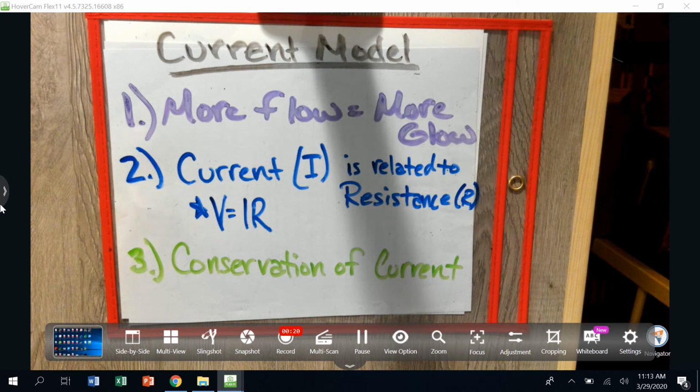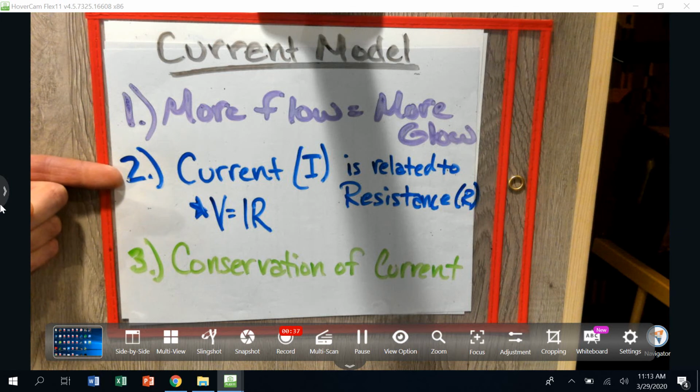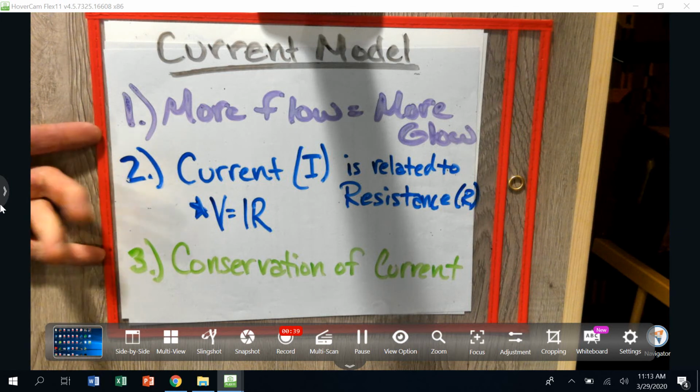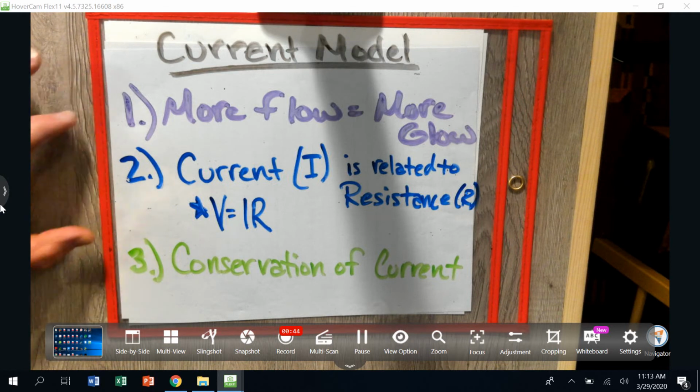So we had this current model, and we were talking about circuits, electricity, and we were first just looking at how the current flows around a circuit. And we saw the more flow, more glow in terms of light bulbs and ranking light bulbs. We'll take a quick review of that in a second. We saw the second rule, and I've narrowed these down to like 3 different rules. I know we had 4 or 5 of them on the board, but these are the 3 main ones.